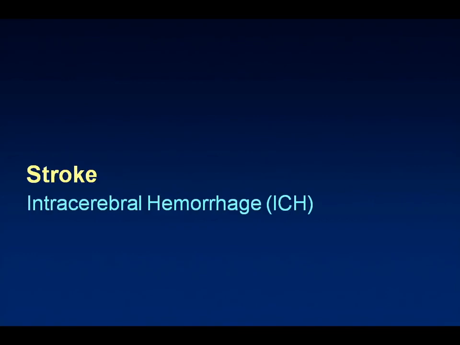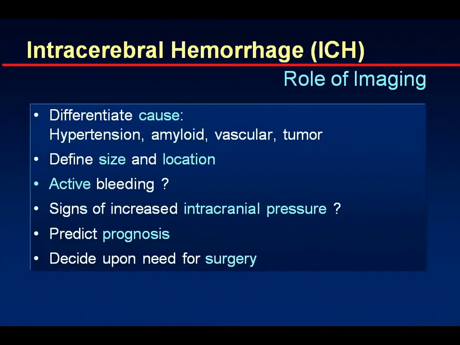Let's have a first quick look at intracerebral hemorrhage, but this will not be the thing that I will be focusing on. When we look at the role of imaging, we would like to differentiate whether it is a hypertensive bleeding or a bleeding due to amyloid angiopathy, whether there might be a vascular origin. In other words, do we see an AVM or an aneurysm or signs of vasculitis, or is there even a tumor? All these things we can see from imaging.